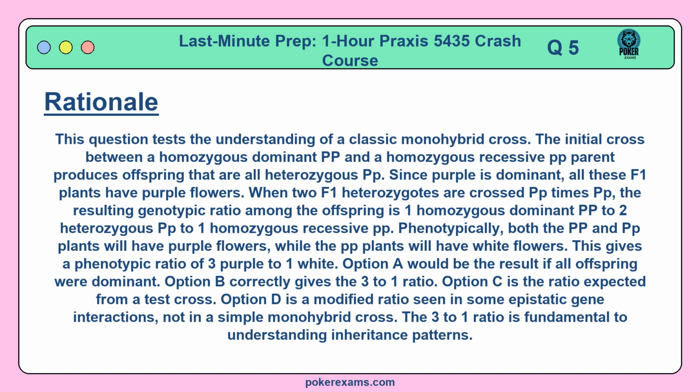Phenotypically, both the PP and Pp plants will have purple flowers, while the pp plants will have white flowers. This gives a phenotypic ratio of 3 purple to 1 white. Option A would be the result if all offspring were dominant. Option B correctly gives the 3 to 1 ratio. Option C is the ratio expected from a test cross. Option D is a modified ratio seen in some epistatic gene interactions, not in a simple monohybrid cross. The 3 to 1 ratio is fundamental to understanding inheritance patterns.